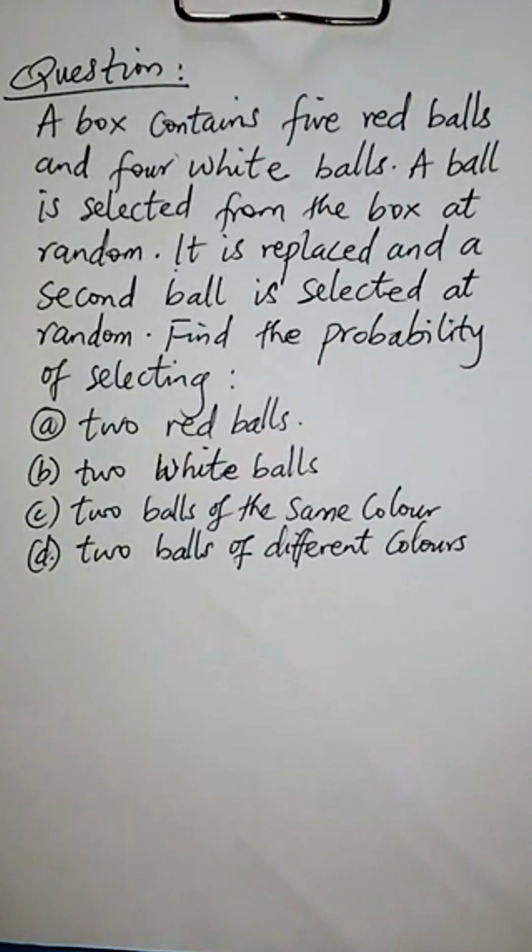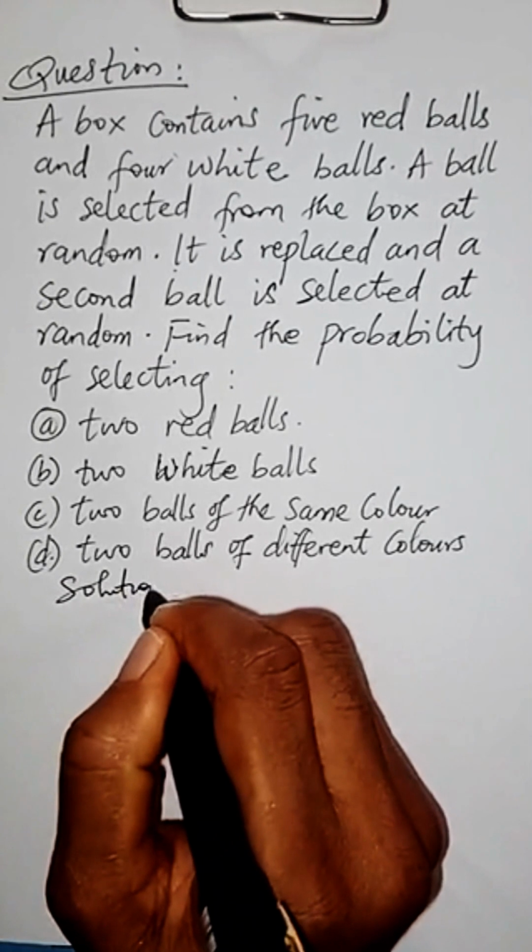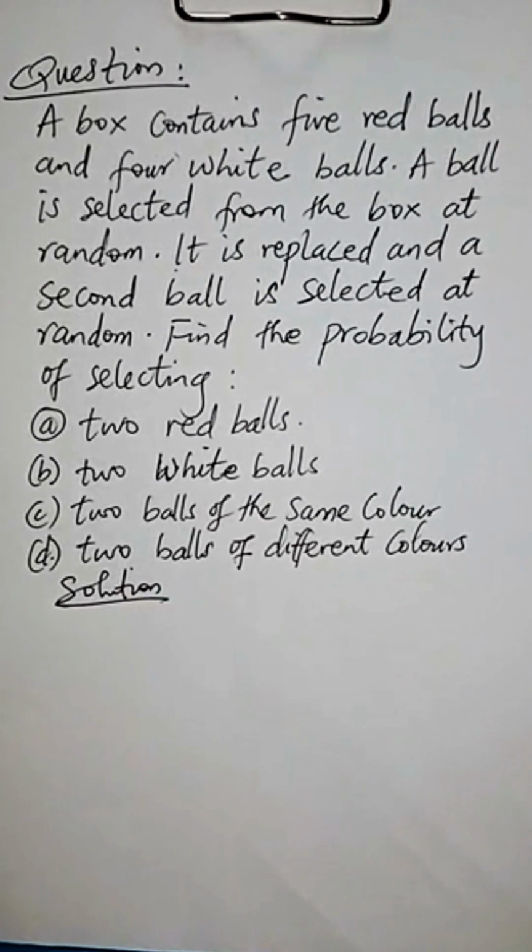Find the probability of selecting A, 2 red balls, B, 2 white balls, C, 2 balls of the same color, and D, 2 balls of different colors. Now the question may be technical, but not difficult to solve. So let's go on and solve this question.